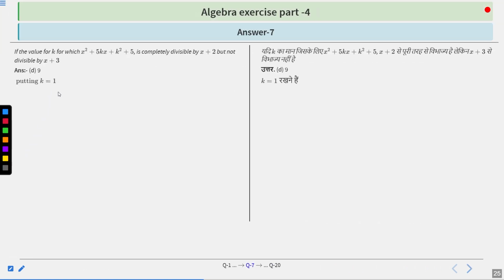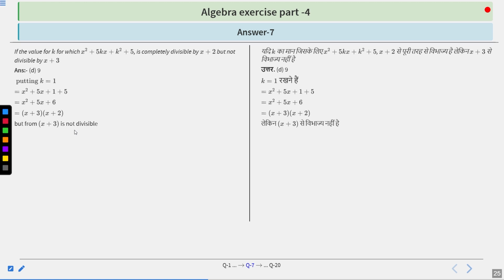So putting k equal to 1, x square plus 5x plus 1 plus 5, x square plus 5x plus 5 plus 1 is 6. So x square plus 5x plus 6 is a quadratic equation and it has been factorized as x plus 3 into x plus 2. But it is not divisible by x plus 3. It is completely divisible by x plus 2, but not by x plus 3. Therefore, k is equal to 9. Option number D is the correct answer.